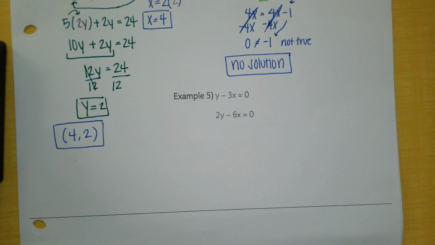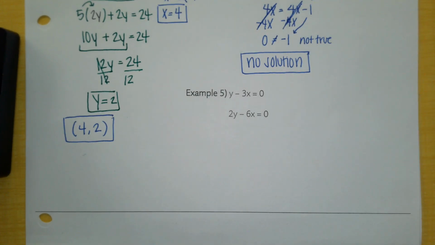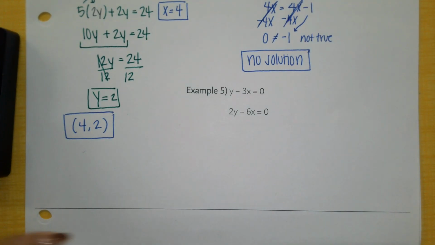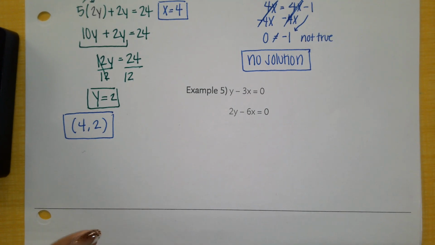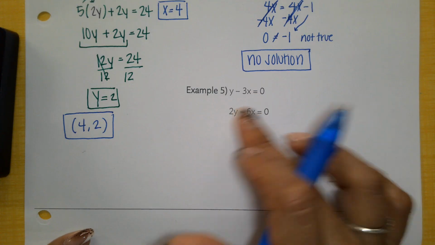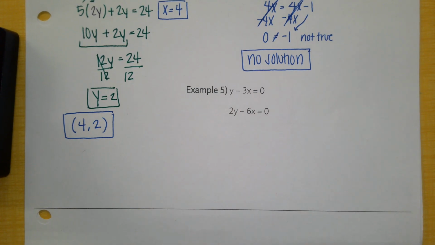All right, number 5. y minus 3x is equal to 0, and 2y minus 6x is equal to 0. Are any of these solved for x or solved for y? The first one? Is it y equals? No. So anytime I ask you if it's solved for x or solved for y, I'm asking you, is there any equation that starts with y equals or x equals? Which in this case, there's not any. So we have to do some moving around.